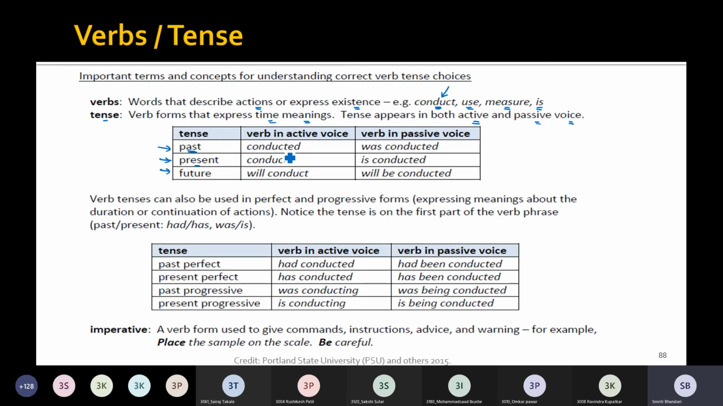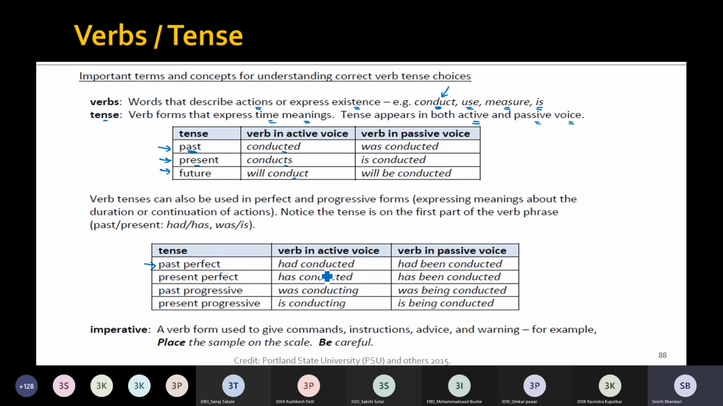Is that okay? So see here the use of tense, use of a particular word in active voice and passive voice. Okay. Now verb tenses can also be used in perfect and progressive forms. So these forms actually express the meanings about the duration or continuation of the process, continuation of actions.